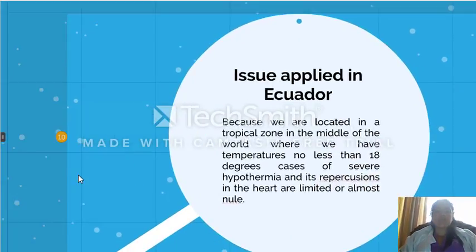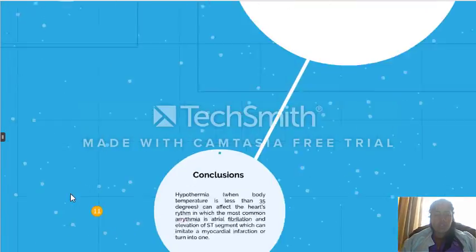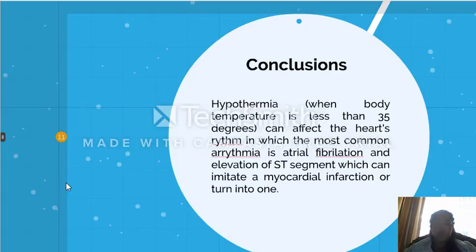So elevation is very important, but because we're located in a tropical zone in the middle of the world where we have temperatures no less than 18 degrees, cases of severe hypothermia and its repercussions in the heart are limited or almost unknown. And as a conclusion, hypothermia, as we know, when the body temperature is less than 35 degrees, can affect the heart's rhythm, in which the most common arrhythmia is atrial fibrillation and elevation of the ST segment, which can imitate a myocardial infarction or turn into one.